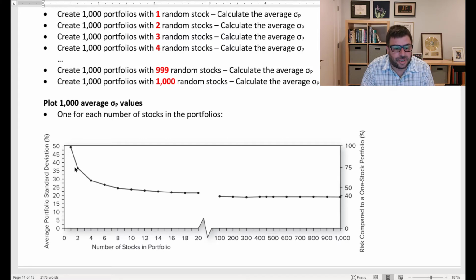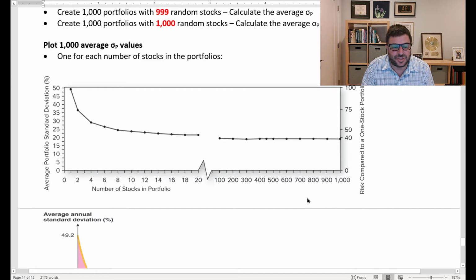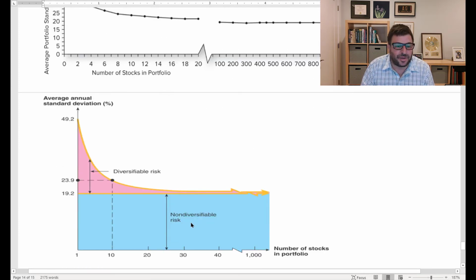With 2 stocks, it got lower. With 4 stocks, it got lower. With 6, 8, and so on, until you can see it became fairly flatlined. This is the graph that's in our textbook. Here's one that I think is a little bit better.